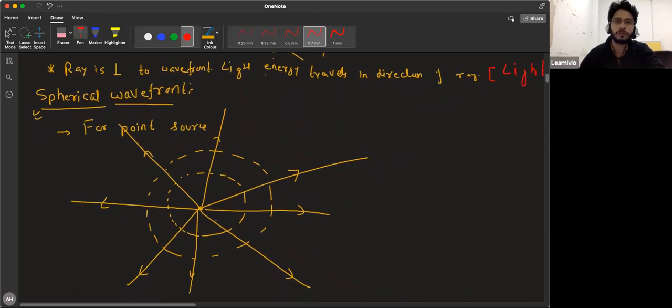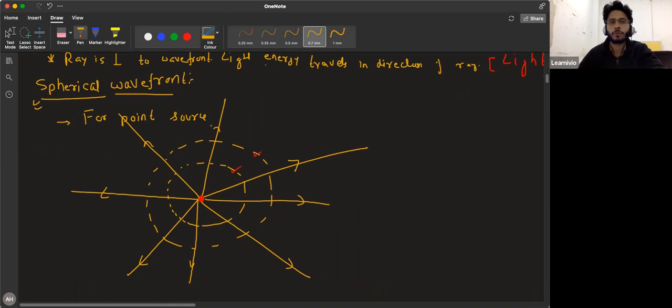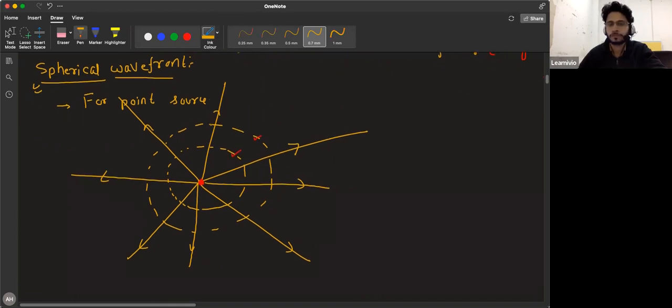So this is your point source, and these are the wavefronts. This is the first wavefront. This is the second wavefront. And rays are going perpendicular to it. So for a point source, your wavefront is spherical. These are rays, and these are spherical wavefronts.